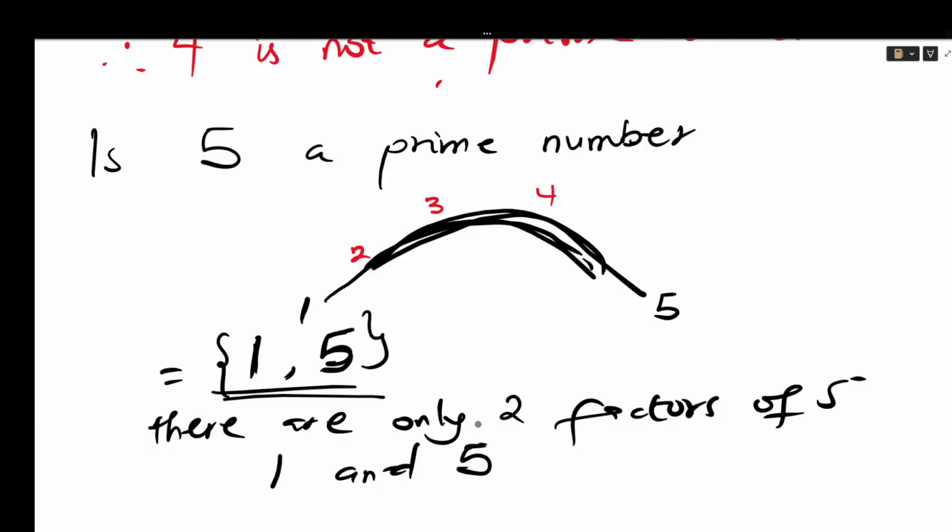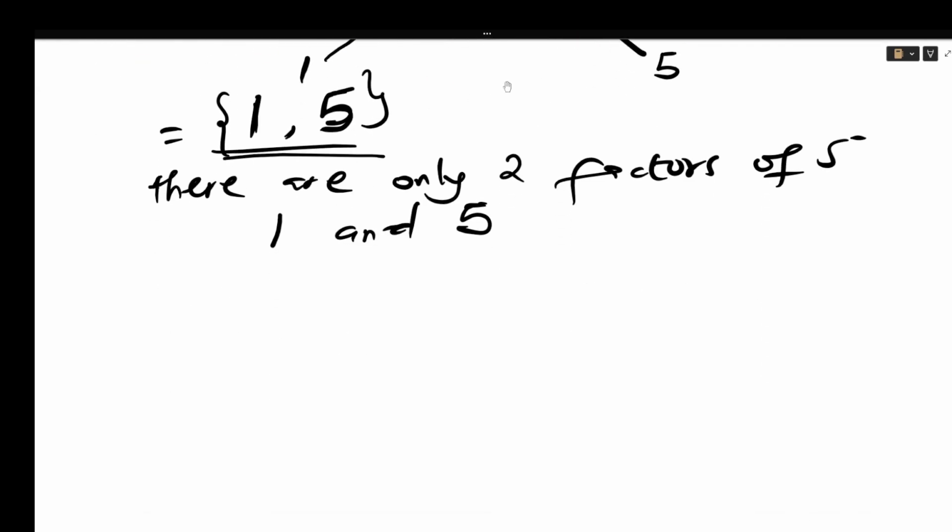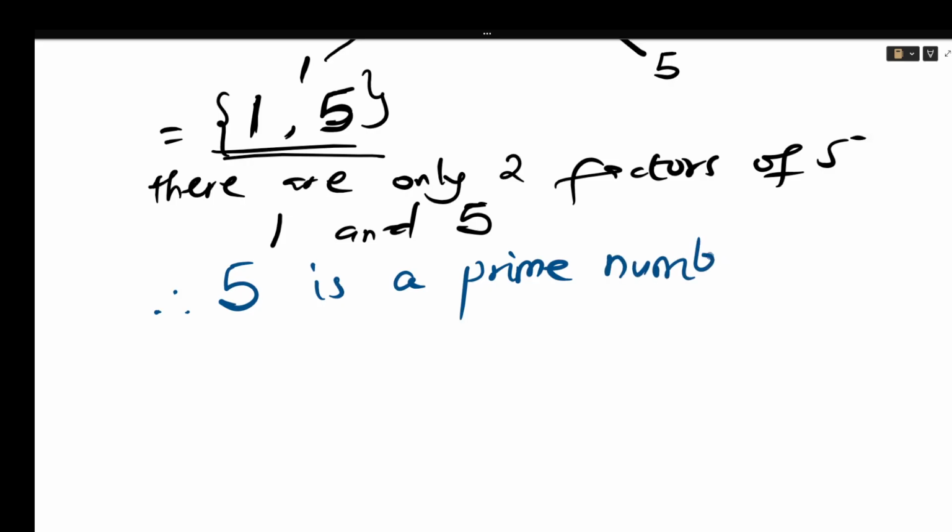So now this satisfies the definition of a prime number. So we can say that, therefore, 5 is a prime number. I hope you understand how to find a prime number or how to identify a prime number.